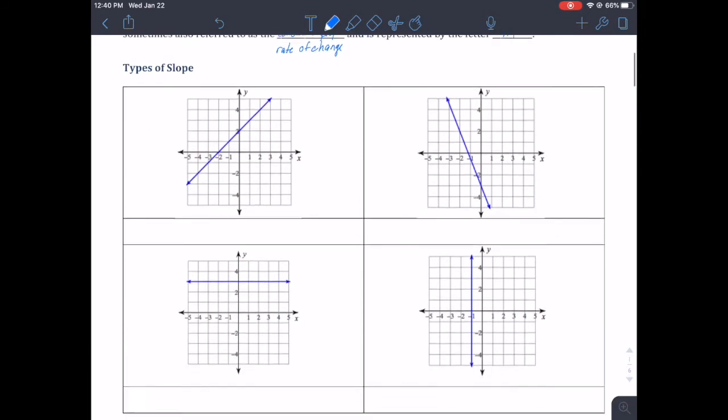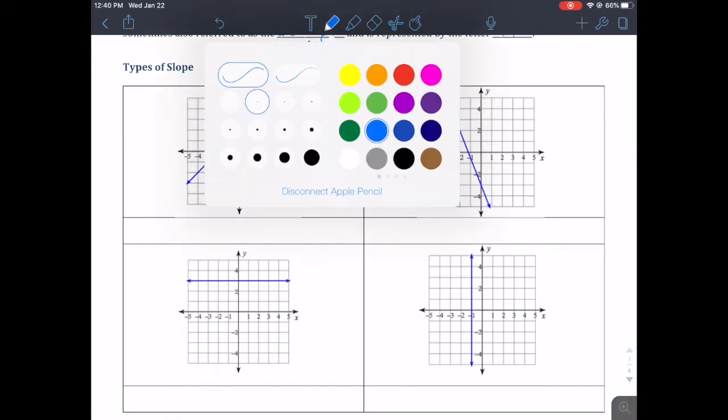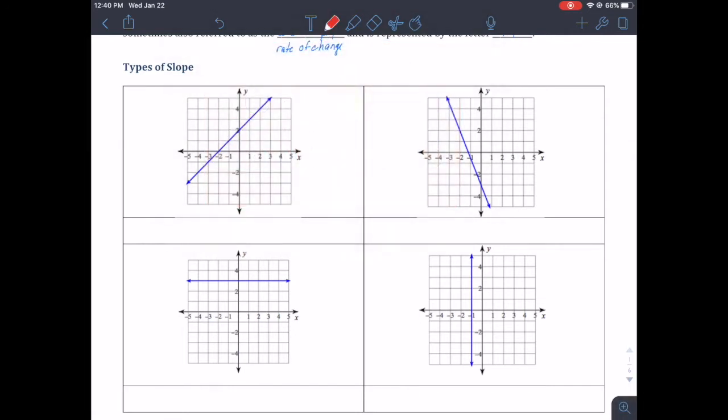These four pictures represent four different types of slope. In graphs, just like in English, we read from left to right. So if we look at these graphs from left to right, this one starts here and ends here. As we go from left to right, the line goes up. Since it goes up from left to right, we would say this is a positive slope. Similarly, this one from left to right is going down, so it is a negative slope.